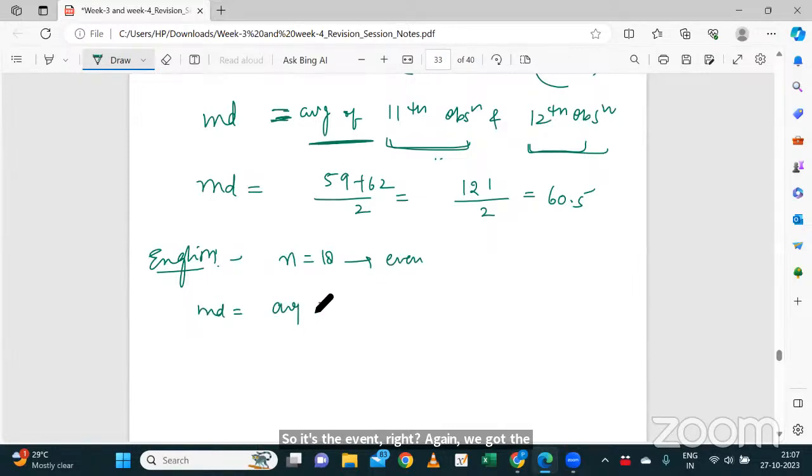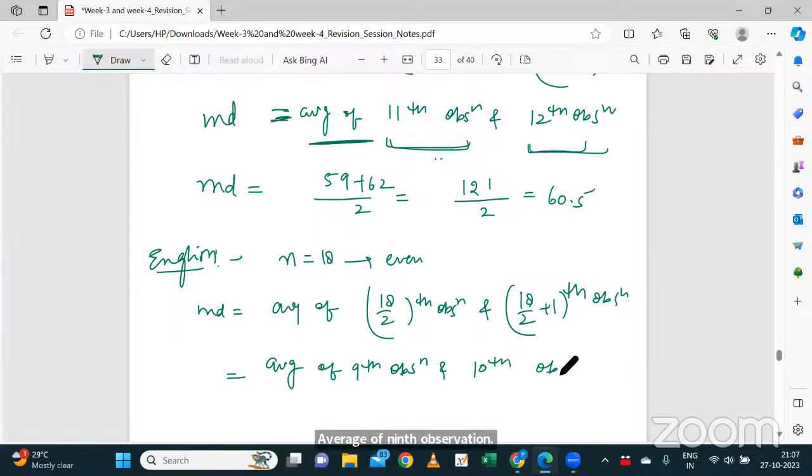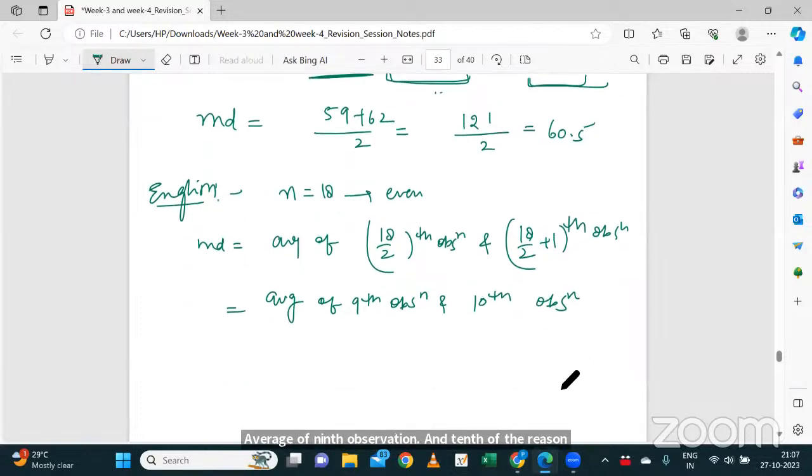So to find the median, we take the average of the n by 2th observation and the n by 2 plus 1th observation, right? So basically we have to find the average of the 9th observation and the 10th observation. So what is the 9th and what is the 10th?